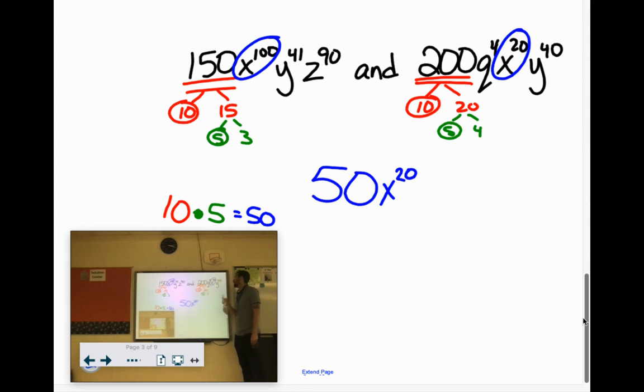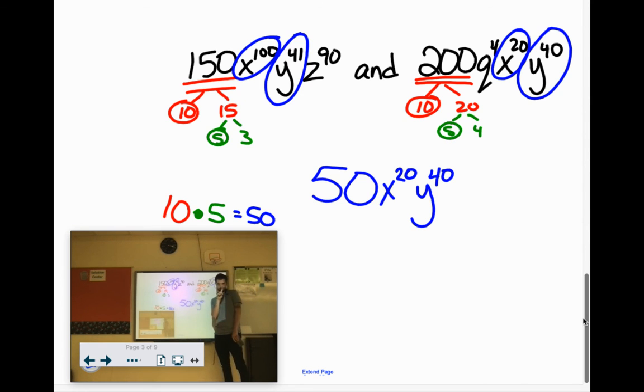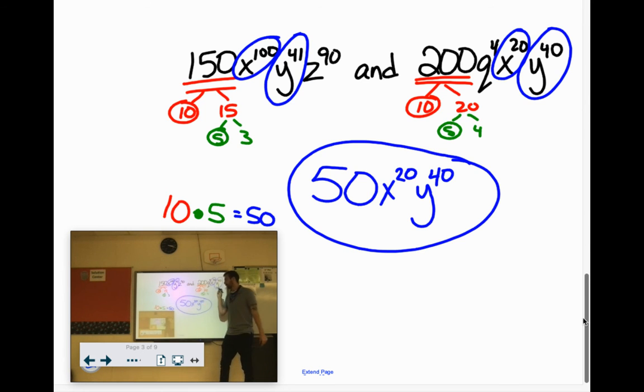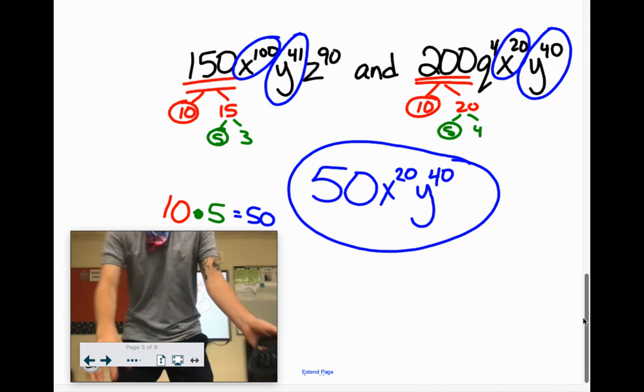Do they both have y's? Yes. This one has 41 of them. This one only has 40. So they have at least 40. Do they both have z's? No. So we can't have a greatest common factor with a z included. So this would be our final greatest common factor. That was tough. That was ridiculous.